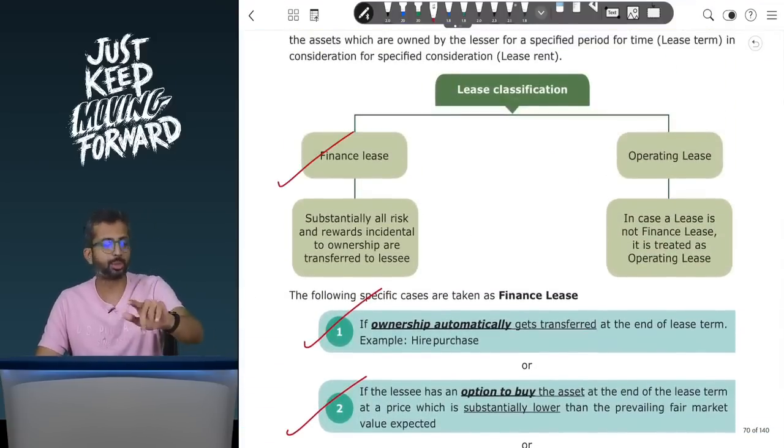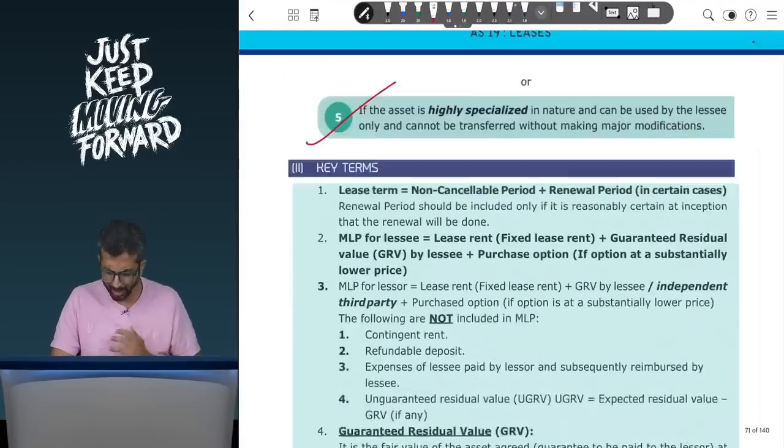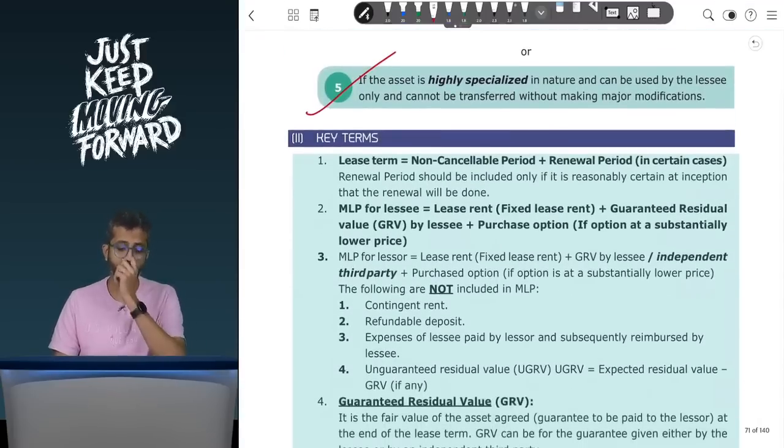So when is it an operating lease? It's a negatively defined item. If an asset is not a finance lease, then it is treated as an operating lease. Fair enough. Now before you go to the accounting, a few key terms.